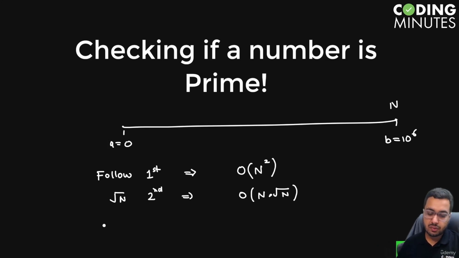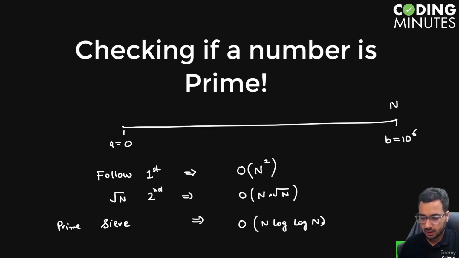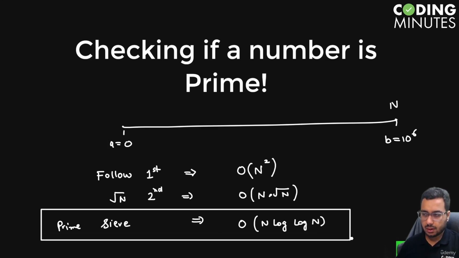So we also have one more method, which is known as the prime sieve. We want to compute primes in a large range, and we are going to do it in order of n into log of n time. This is what we are going to see next: how to use a prime sieve to compute primes in a large range.